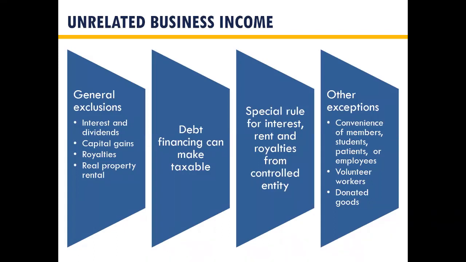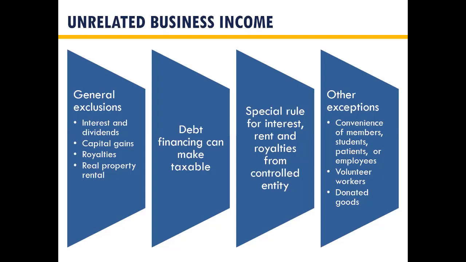So here are a few of those exclusions and special rules that I mentioned when we were going through the previous slide. Some general exclusions from UBI are interest and dividends, capital gains, royalties, and real property rentals. However, note that debt financing on the real property can make that rental income taxable. Now, there are special rules for interest, rent, and royalties from controlled entities, where that income that would normally be excluded as a general exclusion would be picked up in UBI. And these all fall under Code Section 512.